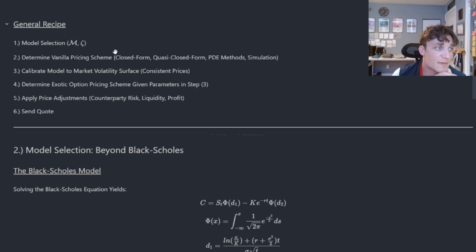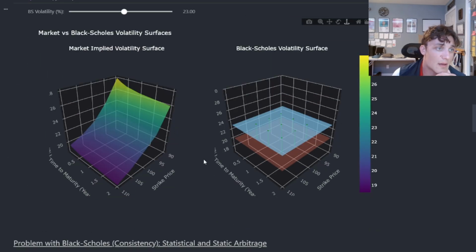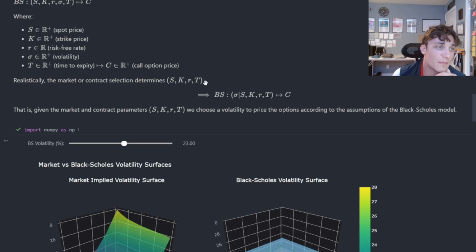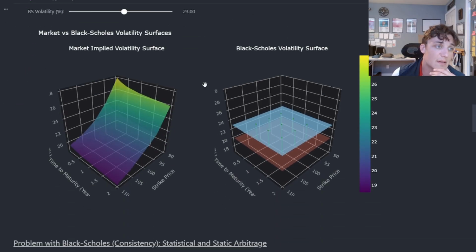Let's first talk about this first step here. Model selection. Black-Scholes is insufficient. Why is Black-Scholes insufficient? Well, in the video last week, I talked about how the Black-Scholes model allows us to produce a price based on a volatility level. But that volatility level is not consistent for the prices that we observe in the market.